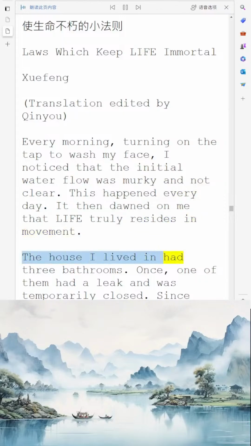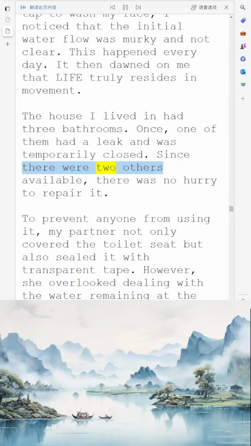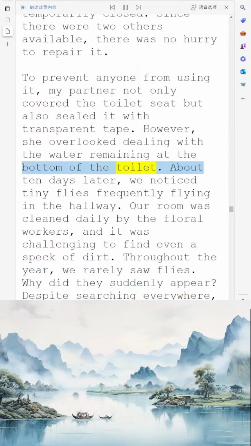The house I lived in had 3 bathrooms. Once, one of them had a leak and was temporarily closed. Since there were 2 others available, there was no hurry to repair it. To prevent anyone from using it, my partner not only covered the toilet seat but also sealed it with transparent tape. However, she overlooked dealing with the water remaining at the bottom of the toilet.